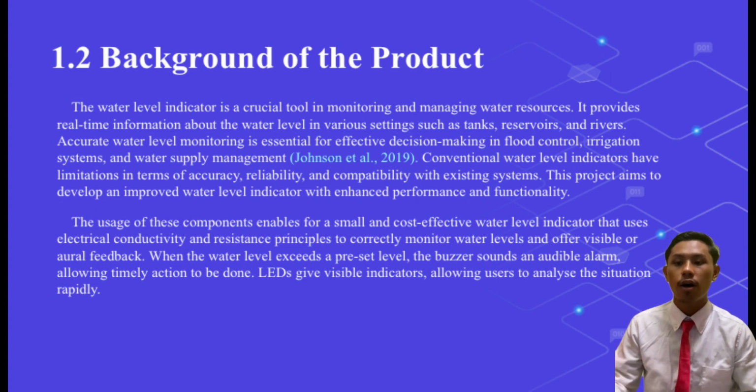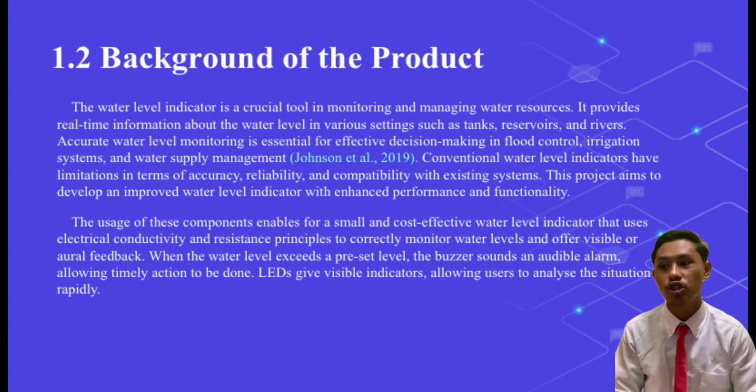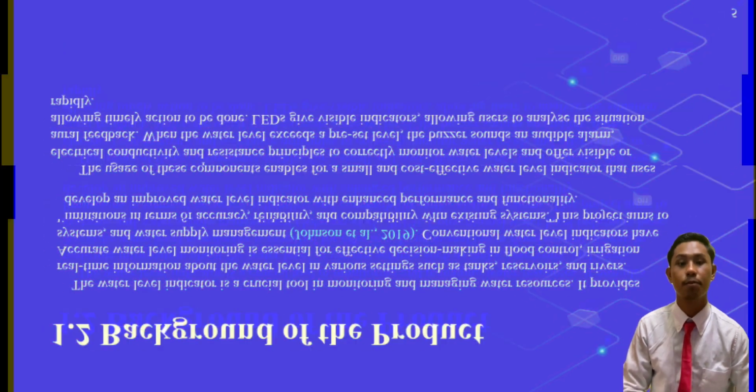The usage of these components enables a small and cost-effective water level indicator that uses electrical conductivity and resistance principle to correctly monitor water levels and offer visible or aural feedback. When the water level exceeds a preset level, the buzzer sounds an audible alarm, allowing timely action to be taken. LEDs give a visible indicator, allowing users to analyze the situation rapidly.